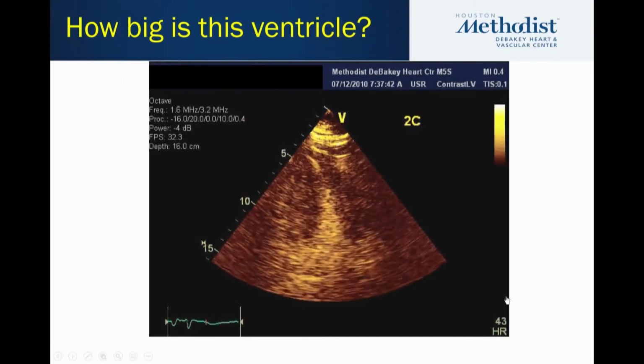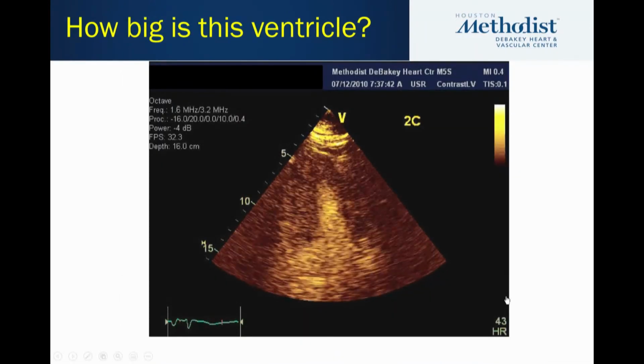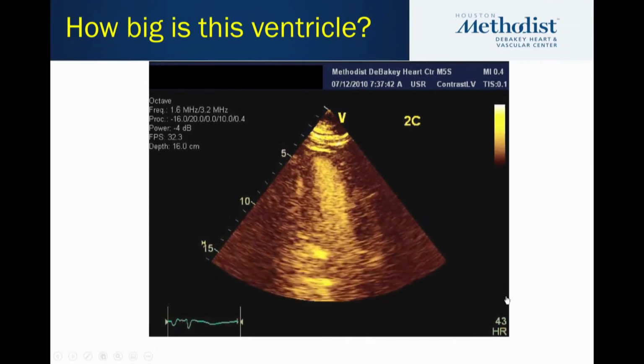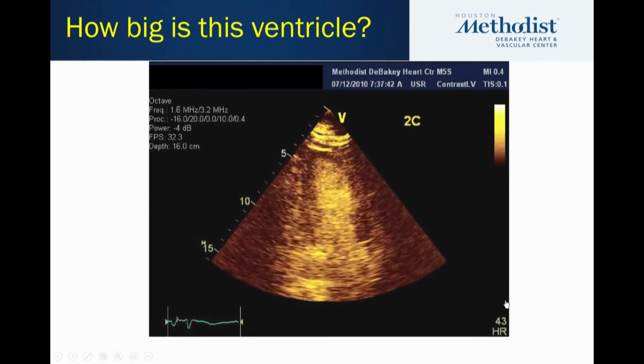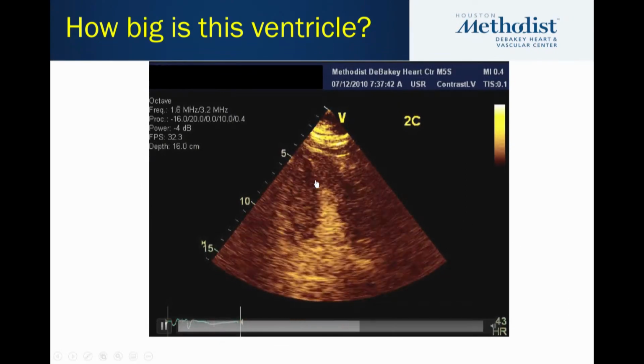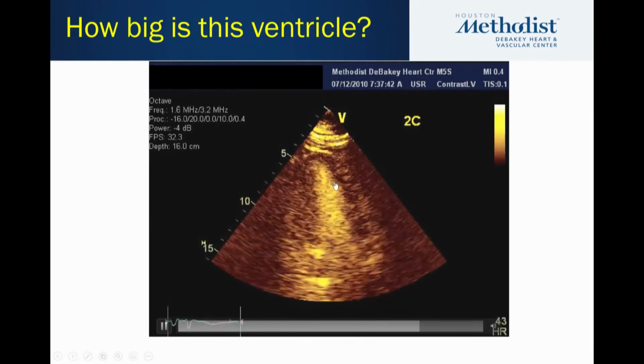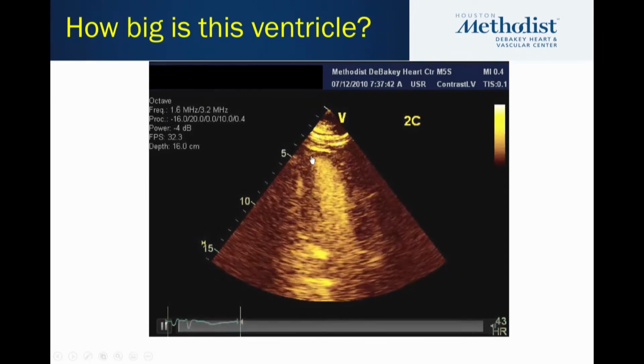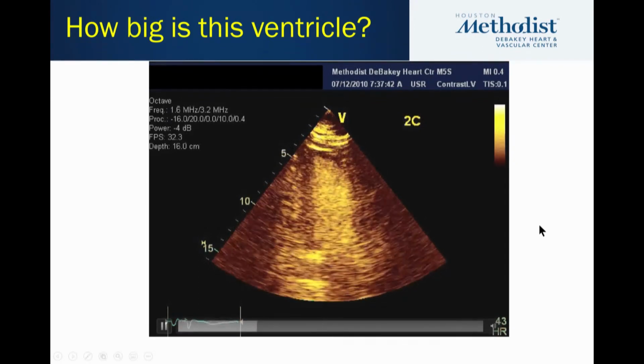Here is one apical view. It would be very easy to stop this image and trace and do measurements. But also look at the detail that we can see. This patient has hypertrophy at the apex with obstruction of the apex right here, and we have a little piece of the apex here that is not contracting very well.